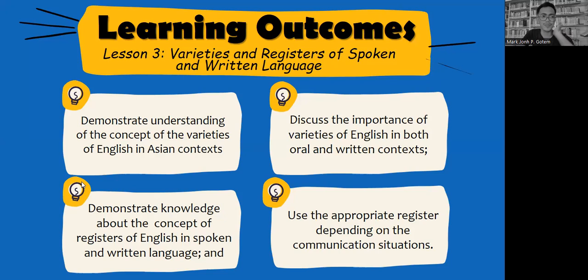Our first learning outcome is to demonstrate understanding of the concept of the varieties of English in Asian context. Second is to discuss the importance of varieties of English in both oral and written context. Third is to demonstrate knowledge about the concept of register and registers of English in spoken and written language, and use the appropriate register depending on the communication situation.